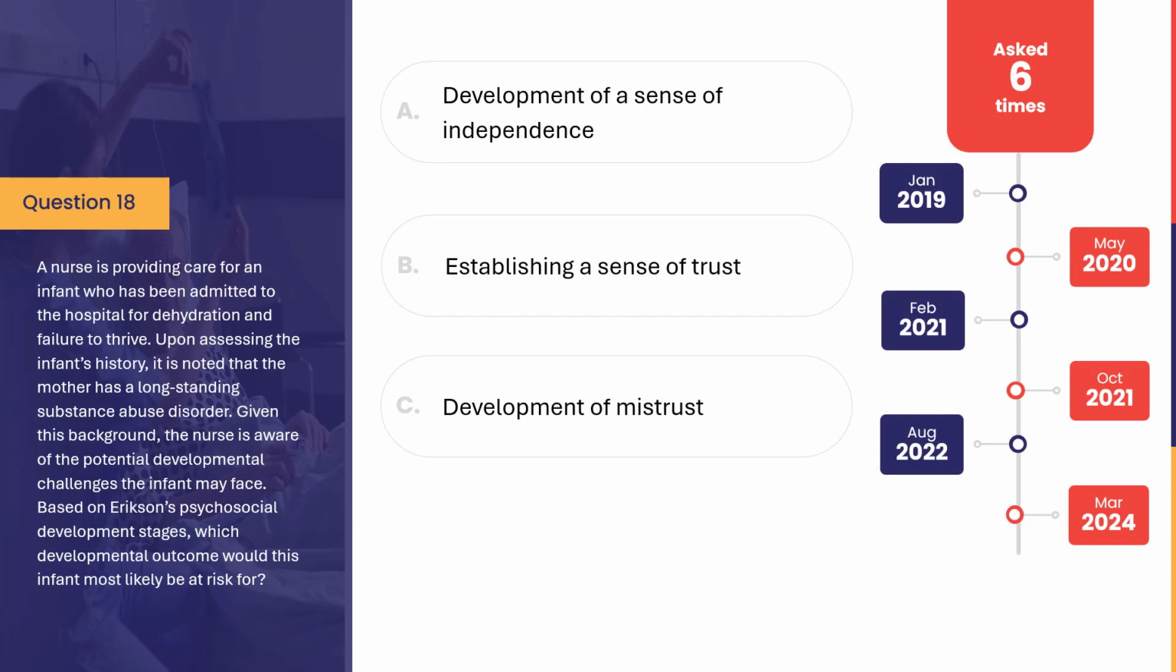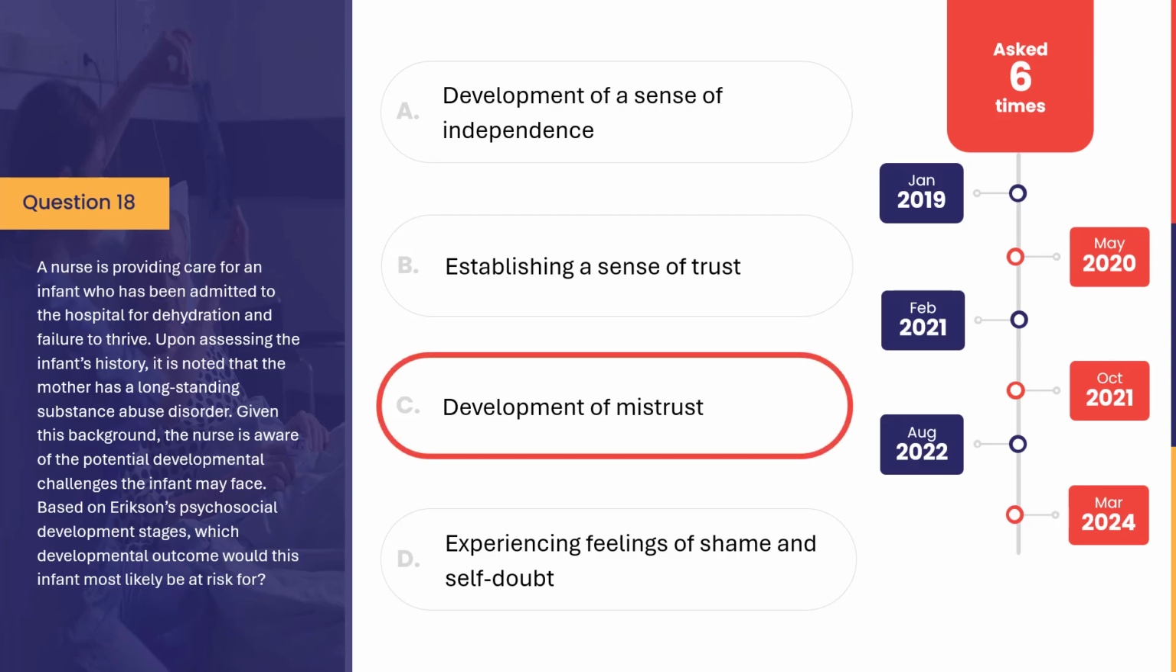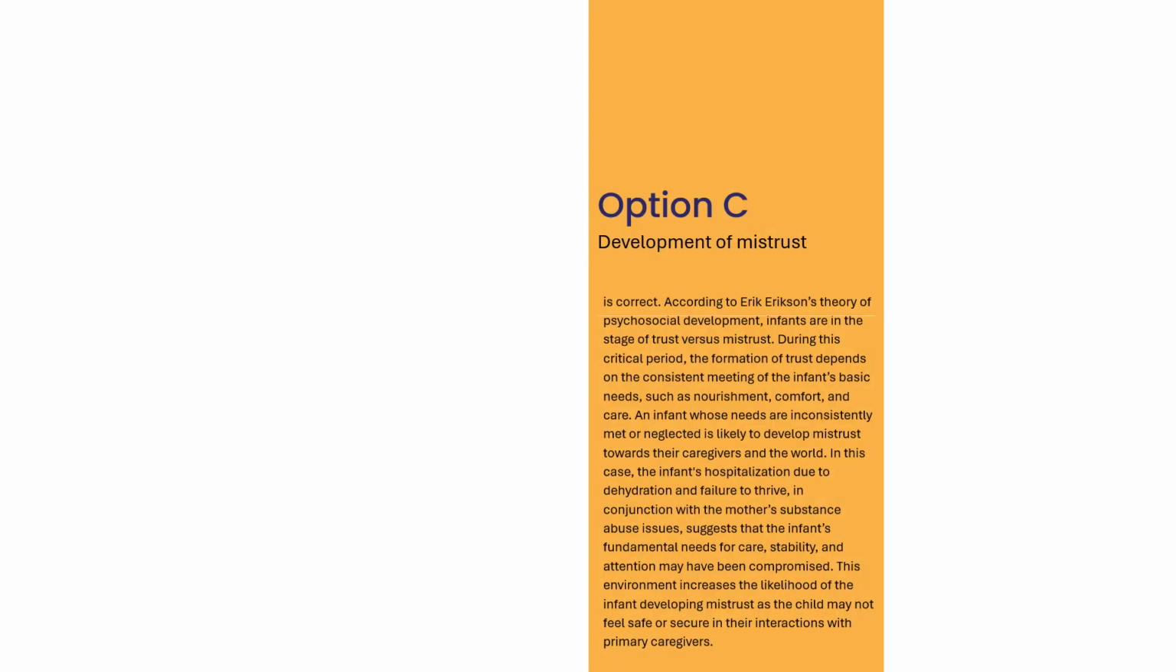The correct answer is C. Development of mistrust. C is correct. According to Erik Erikson's theory of psychosocial development, infants are in the stage of trust versus mistrust.